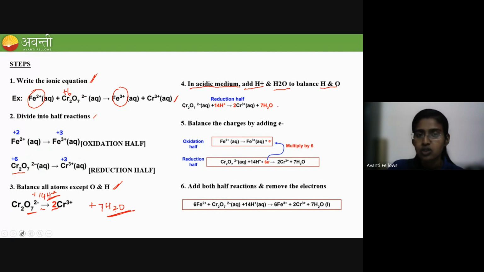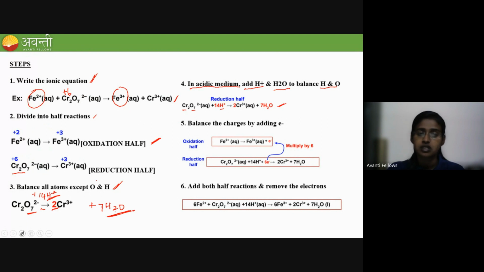So I'm getting this reaction at the end. Now all the atoms are balanced. This is the oxidation half reaction, atoms are balanced. And coming to the reduction half reaction, all the atoms, chromium, oxygen, hydrogen, everything is balanced. Now that is not enough. Charges also should get balanced, right? So to balance the charges, they are adding electrons. So how do I know how to calculate the charge first?